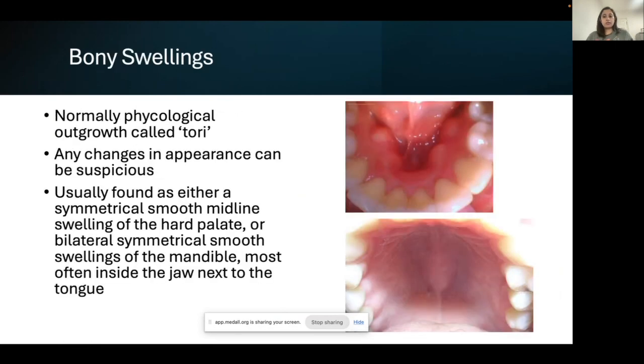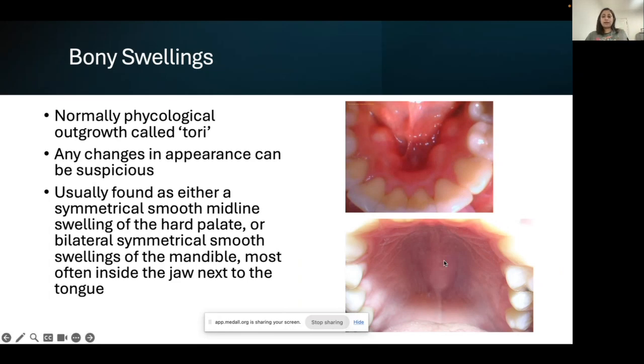Finally, we'll look at bony swellings. Normally these are the physiological outgrowths called tori, or the singular is torus. Any changes in appearance can be suspicious. Normally people have had this their whole life, so they know about it. But if they say suddenly it's getting bigger, or I've got ulcers on it, you worry.